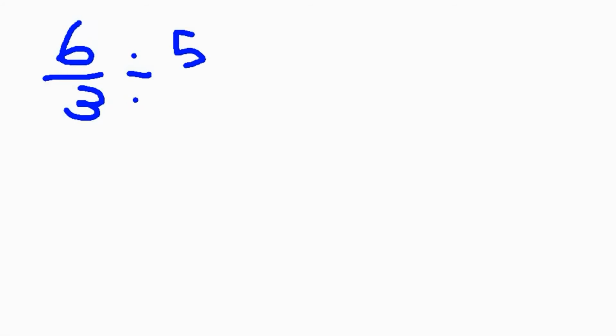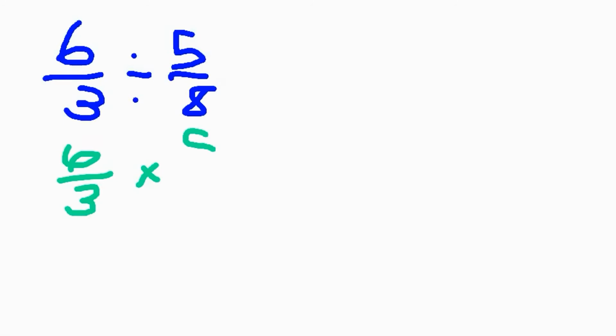All right, boys and girls, we are going to do another fraction. Dividing another fraction. So this time we have 6/3, and we are going to divide it by 5/8. I'm going to do the same thing. I'm going to keep my first fraction. I am going to flip my division to multiplication, and I'm going to change 5/8 to its reciprocal of 8/5. And then I'm going to multiply straight across.